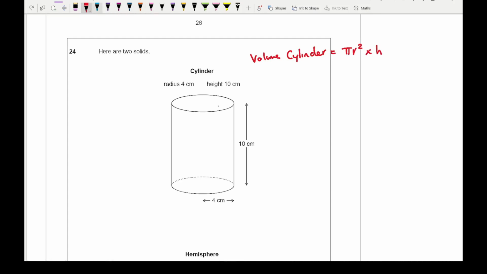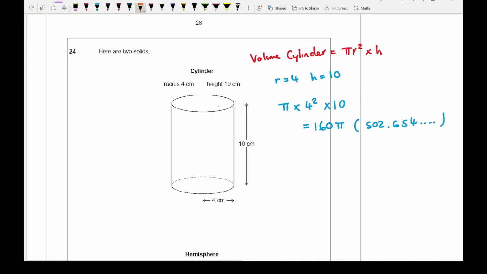So substituting those numbers in, I've got the radius of 4, height of 10, so it's going to be pi times 4 squared times 10. And if I type that all into my calculator, I'm going to get an answer of 160 pi, or I'm going to get an answer of 502.654.